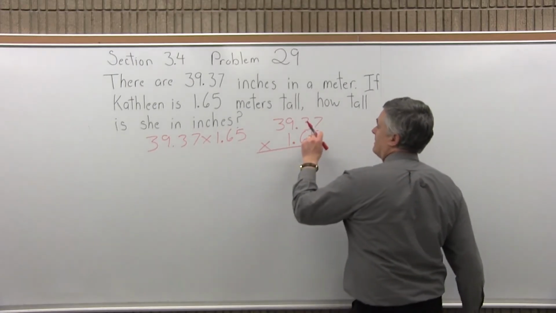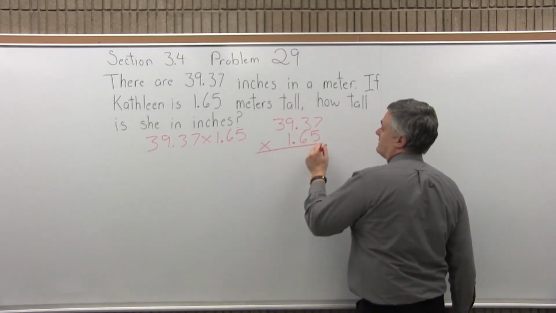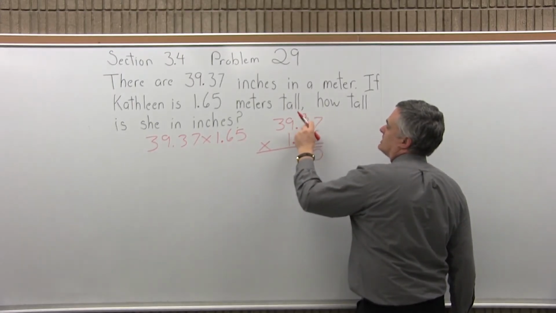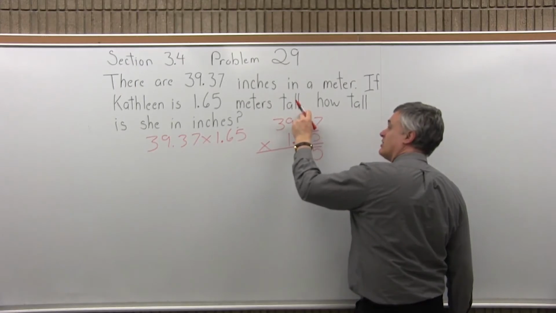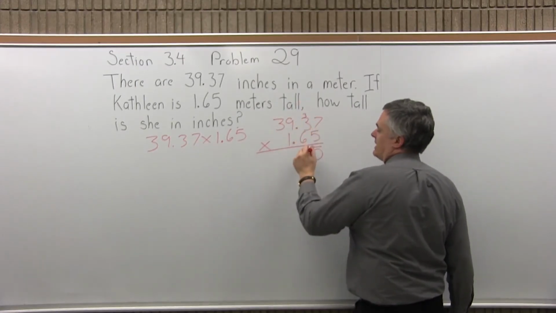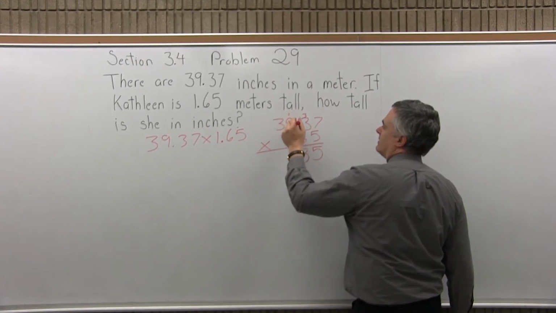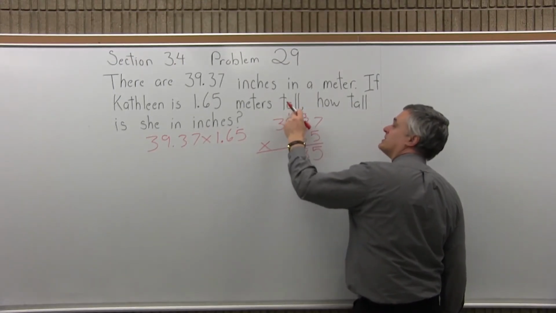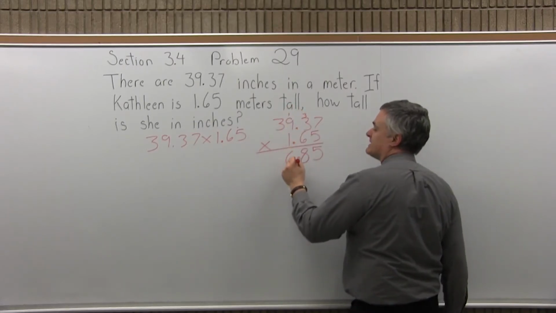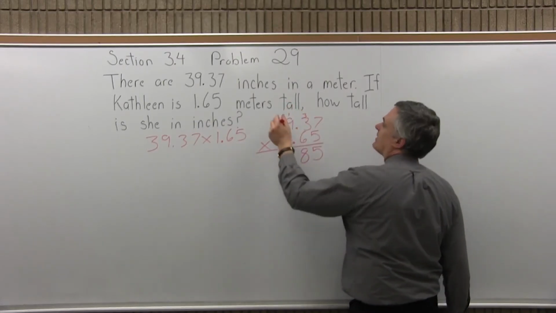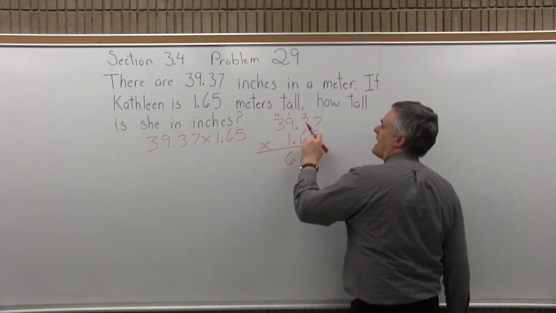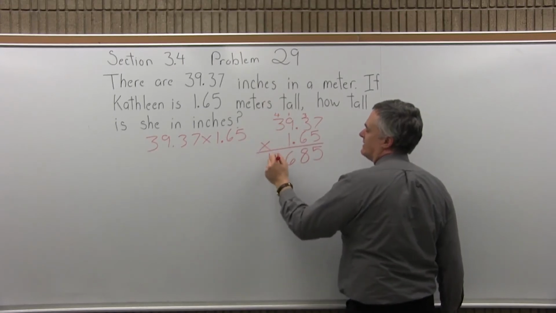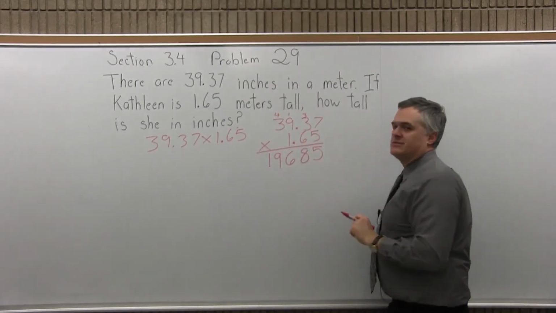So multiply. 5 times 7 is 35. For 35, write the 5, carry the 3. 5 times 3 is 15. 15 plus the 3 more that we carried is 18. For 18, write the 8, carry the 1. Next, 5 times 9 is 45. 45 plus the 1 more that we carried is 46. For 46, write the 6, carry the 4. Now, 5 times 3 is 15. 15 plus the 4 that we carried is 19. So that takes care of the 5.